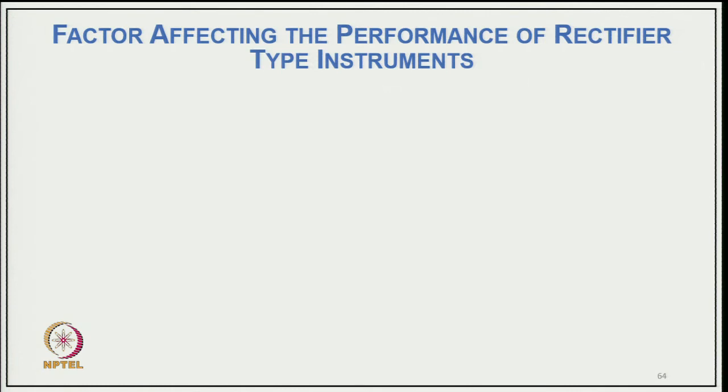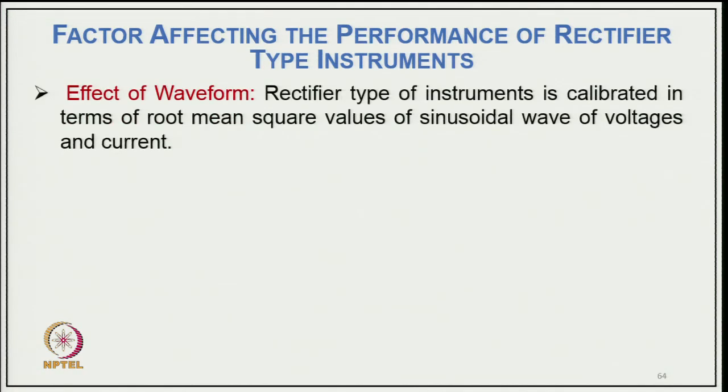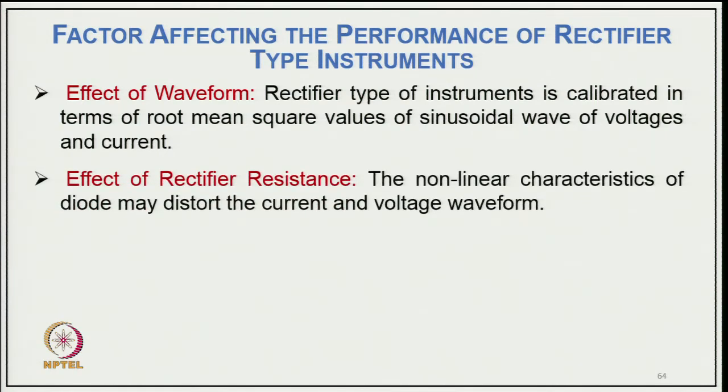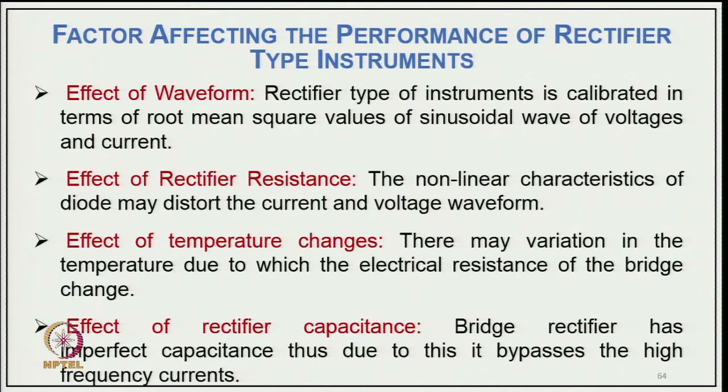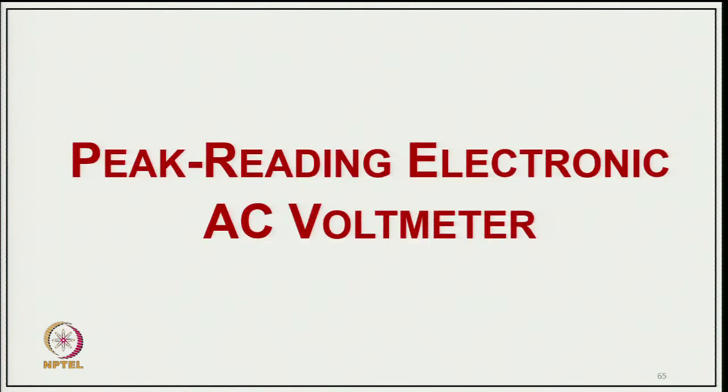Now, the factors affecting the performance of a rectifier type instrument. The effect of waveform: the rectifier instrument is calibrated in terms of root mean square values of sine wave voltage and current. The effect of rectifier resistance: the nonlinear characteristic of the diode may distort the current and voltage waveform. The effect of temperature change: there may be variation in temperature, due to which the electrical resistance of the bridge changes. The effect of rectifier capacitance: a bridge rectifier has imperfect capacitance, and thus it bypasses the high frequency current.